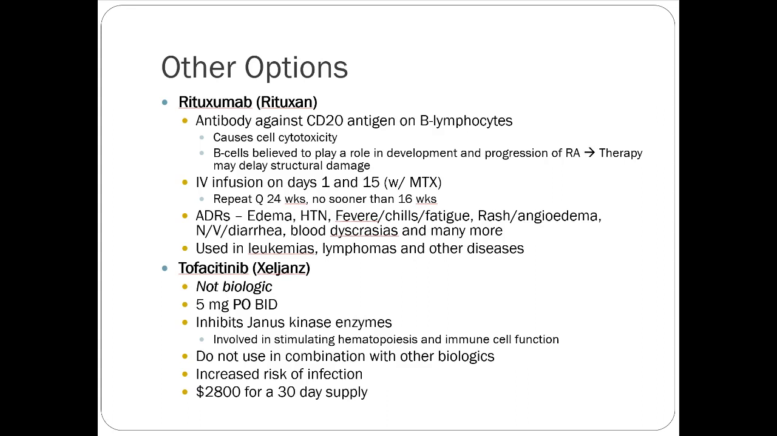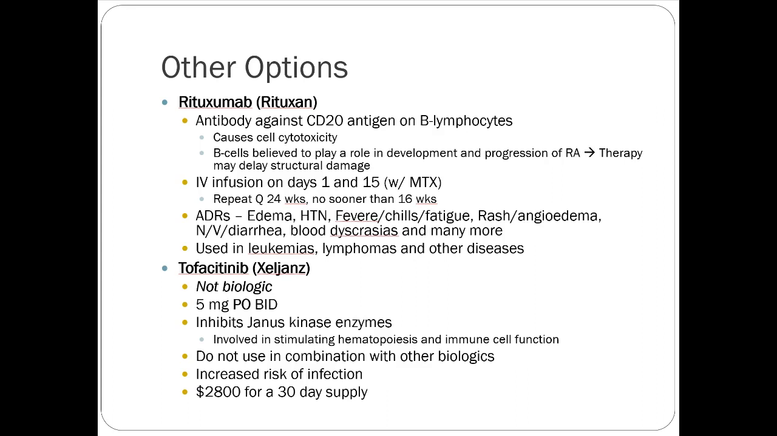Rituximab, we talked about this briefly with transplant. It's a more broad spectrum agent, would be used maybe in more severe cases. I'm not going to go through all the details on there. It could be more rare for rheumatoid arthritis to use Rituxan. And then tofacitinib, which isn't a biologic agent. It's not injectable, so keep that in mind. However, this is still very expensive.